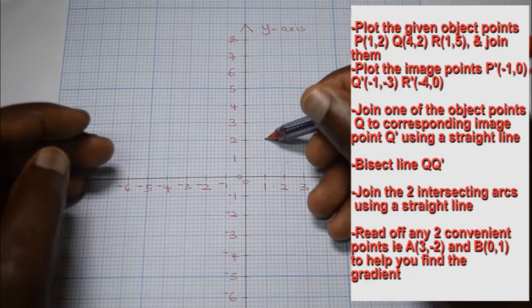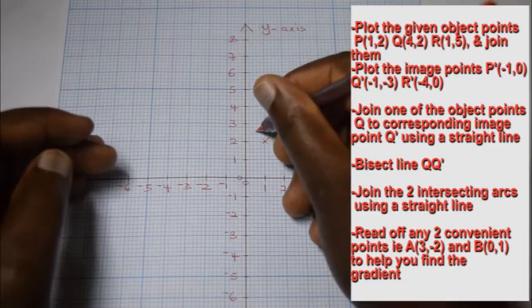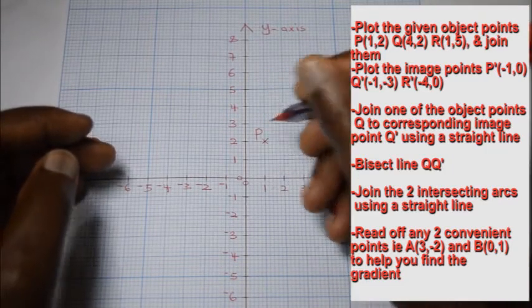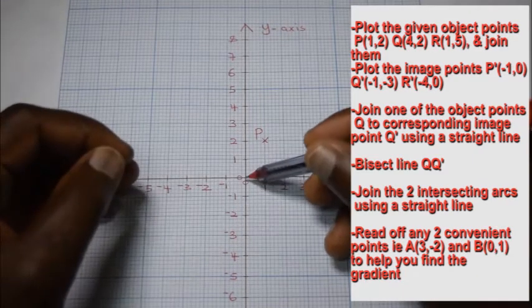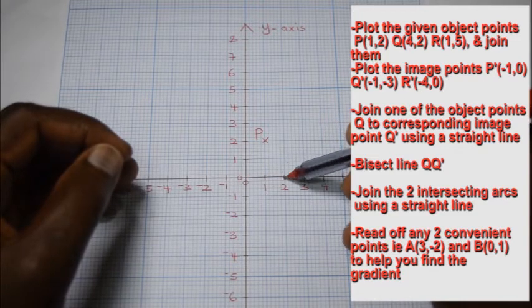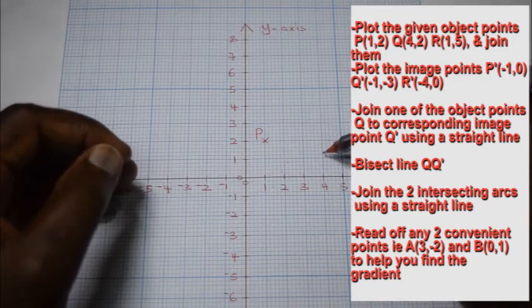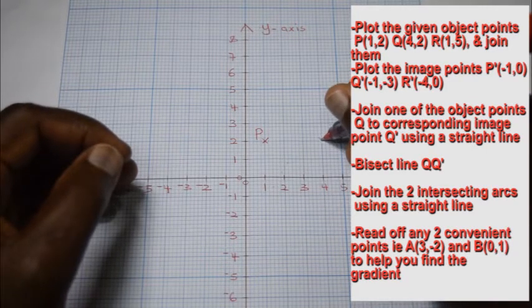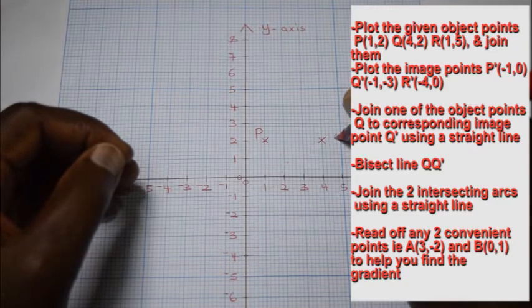For point P, move one step in the positive direction of the x-axis, followed by 2 steps in the positive direction of the y-axis. For point Q, move 4 steps in the positive direction of the x-axis, followed by 2 steps in the positive direction of the y-axis.